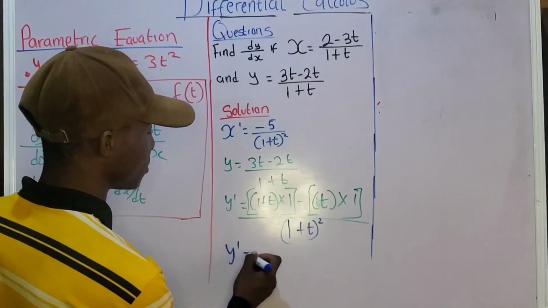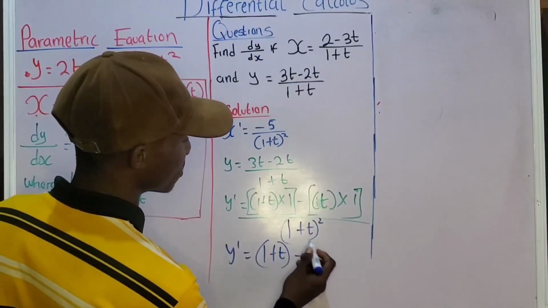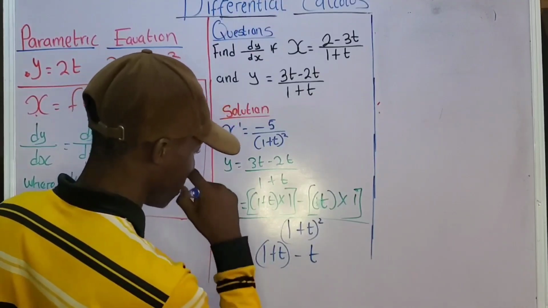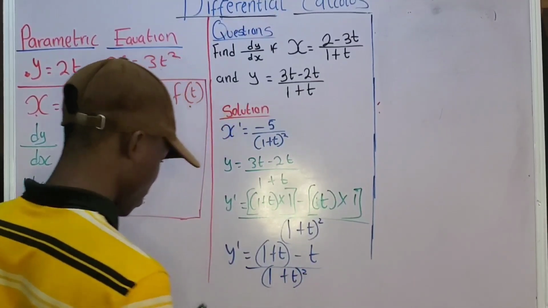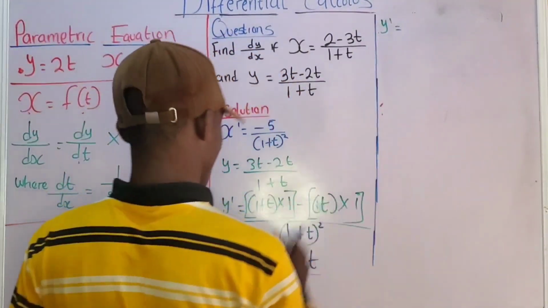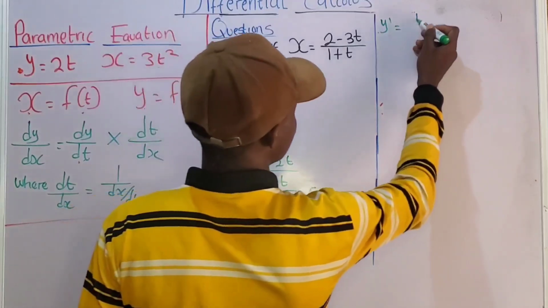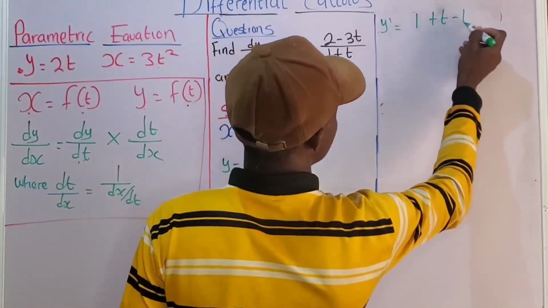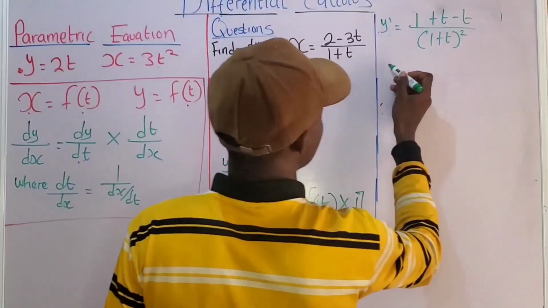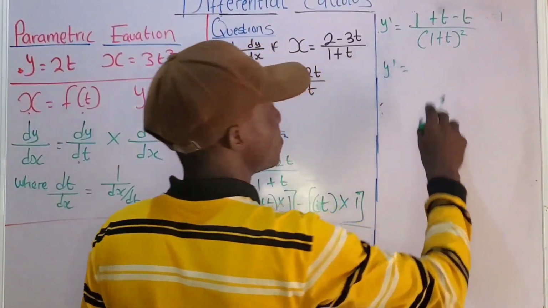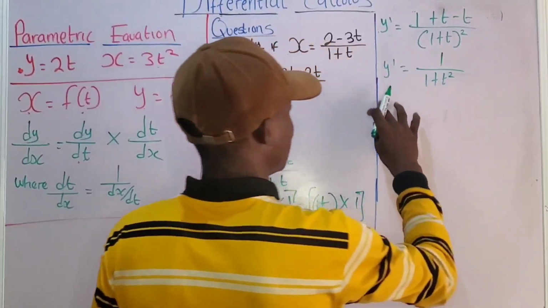I'm going to have derivative of y is equals to 1 plus t minus t, all over 1 plus t squared. Now please let us open this bracket. I'm going to have 1 plus t minus t all over 1 plus t squared. So the derivative of y is equals to 1 plus t minus t, that is 1 over 1 plus t squared. Do you understand what I'm saying?